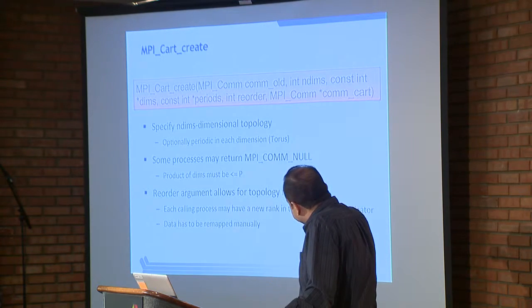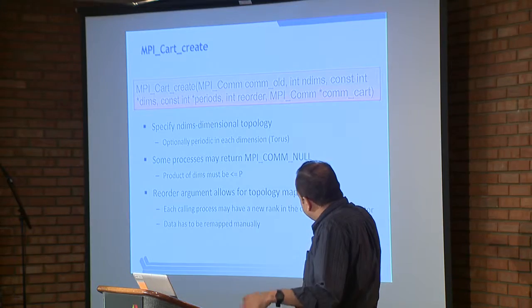And what you get back is another communicator, which has this Cartesian topology attached to it internally. You don't see it. You can query it. You can get that information. But it's like any other communicator. The difference is this now has this Cartesian topology information on it. And you can do some querying, and we will see what those query functions are.